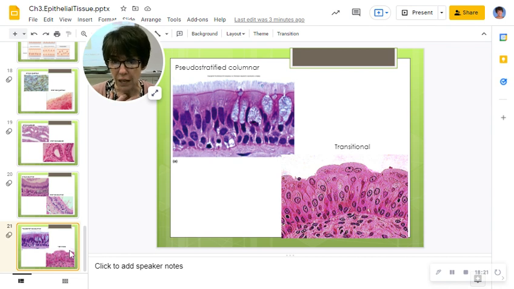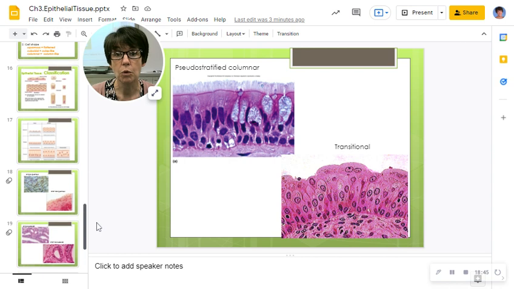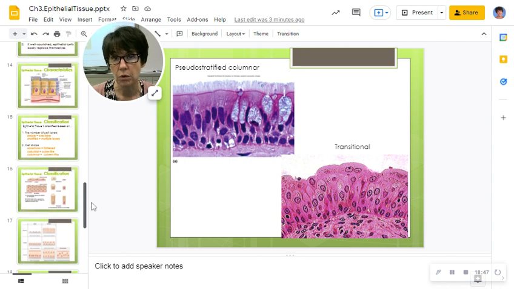And then we have this odd one that's called transitional. If I remember correctly, this is found in the urinary tract and in the bladder. So it looks like a mix of things. It kind of starts sort of cuboidal down here, and then it looks columnar, and then at the top it looks sort of flattened. So that's a little bit of a weird one. But again, the more practice you get with these, the easier they will get to identify.